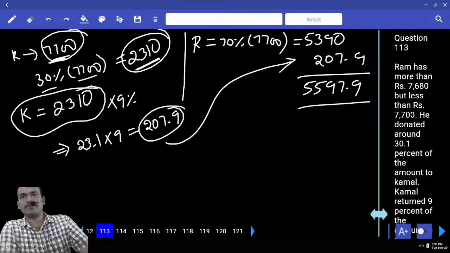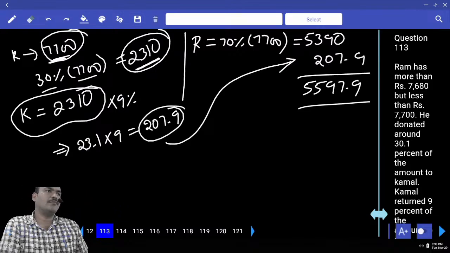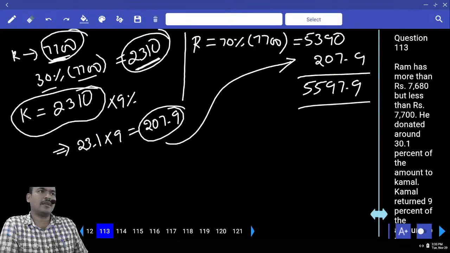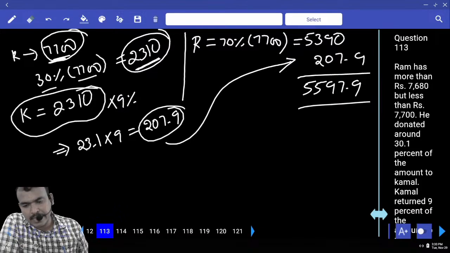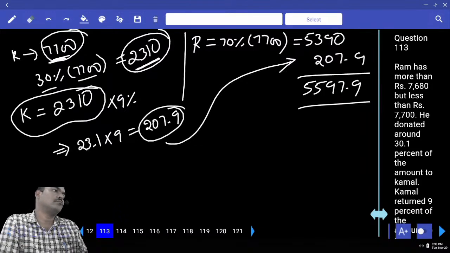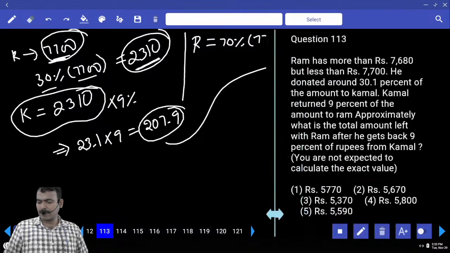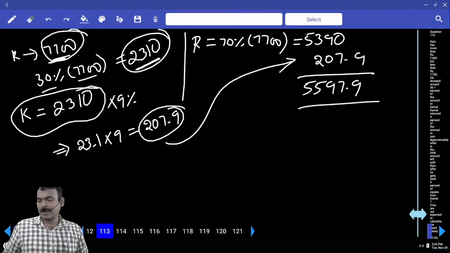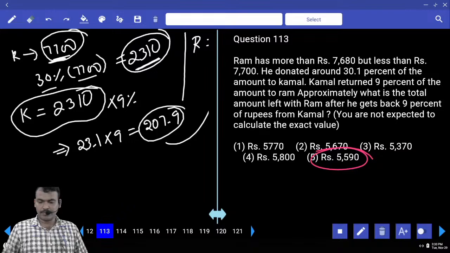First he gave 30%. From that 30%, Kamal returned 9%, or not? Okay, means Ram's remaining value is 70% of the original value plus the returned amount, or not? Yes or no? What is the answer? The nearest value of 5597. Which option? 5590. Fifth option.